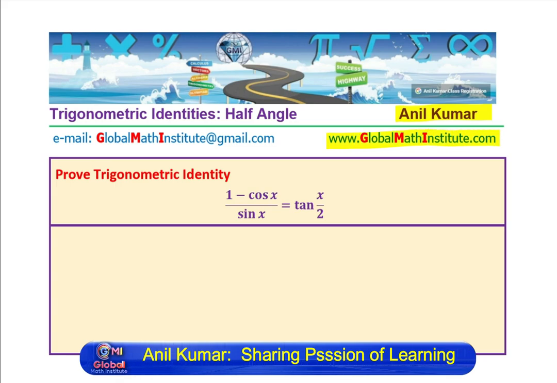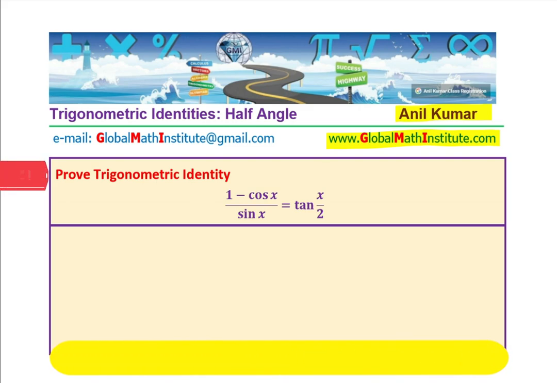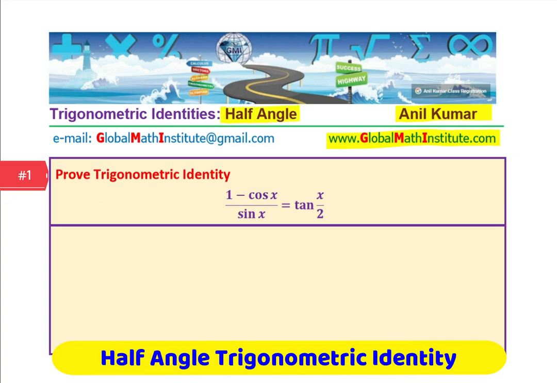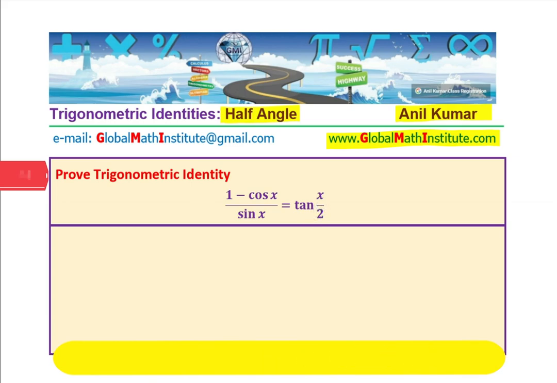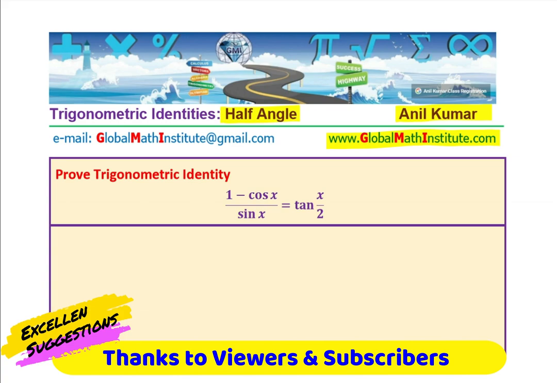In this video, we'll take up a very important trigonometric identity which relates to half angle. The question for you is to prove the identity (1 minus cos x) over sin x equals tan x by 2. You can always pause the video, answer the question, and then look into my suggestions.